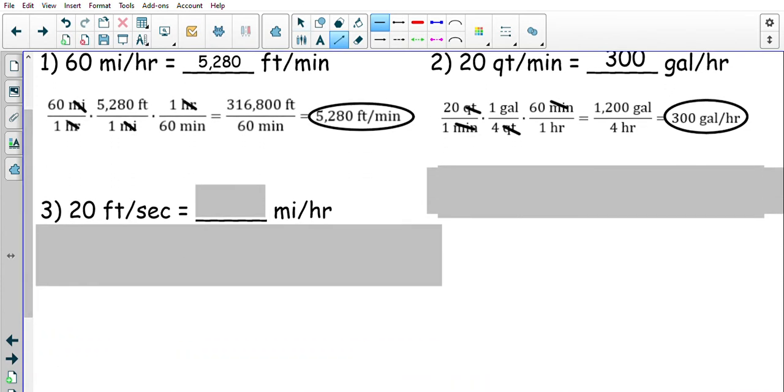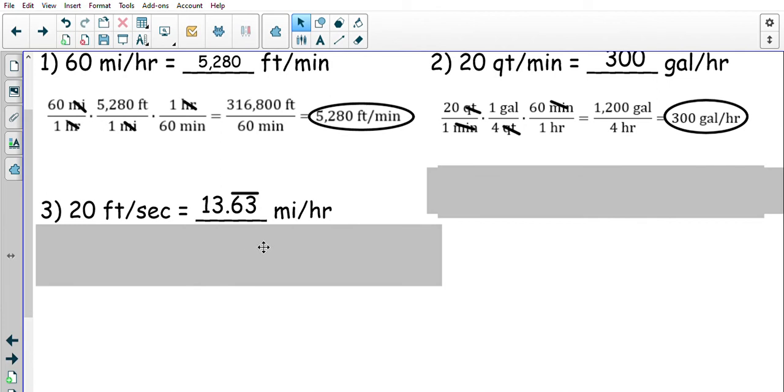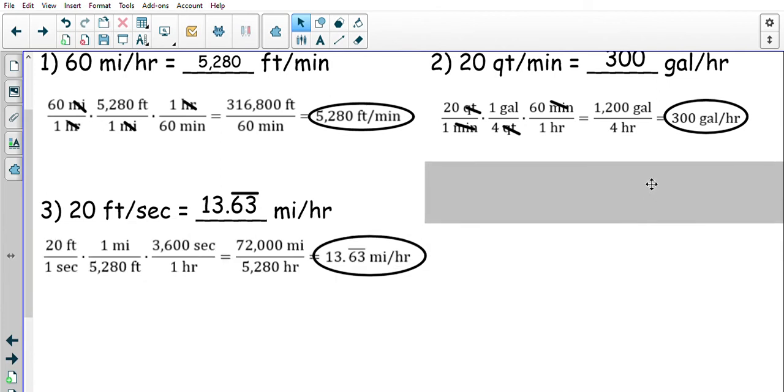And number 3, you do have to convert between seconds and hours, so be careful there. You actually get a repeating decimal for this one. Let's talk about this. Start with 20 feet per second. We're converting to miles per hour. So in this case, we've got 5,280 feet in a mile. Since feet was on the top, I want feet on the bottom here. And then seconds to hours, you need to recognize that there's 3,600 seconds in an hour.